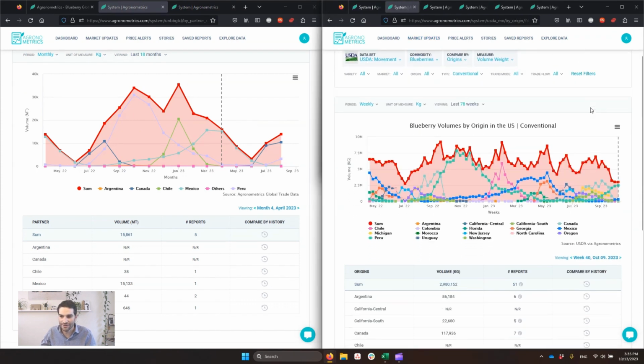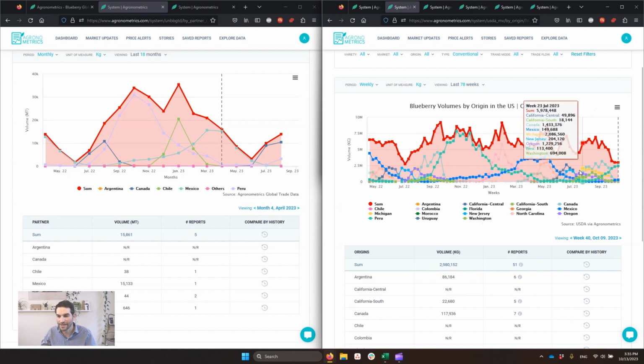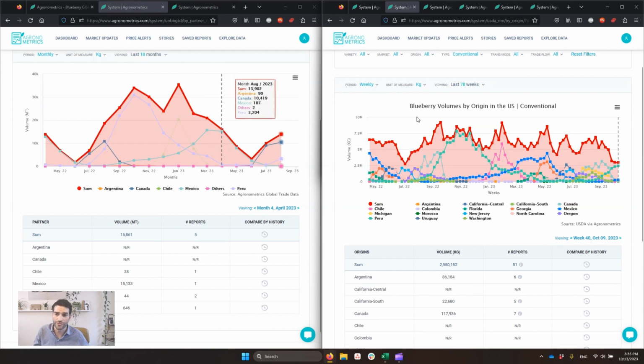And that allows us to jump into this view. So here we got the last 78 weeks. Here are the last 18 months. These are meant to be somewhat equivalent. So the first thing we need to do is convert this information into monthly data. That way we'll get that much closer to comparing apples to apples.